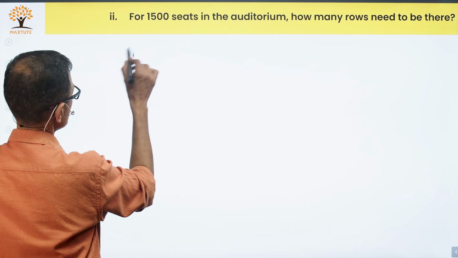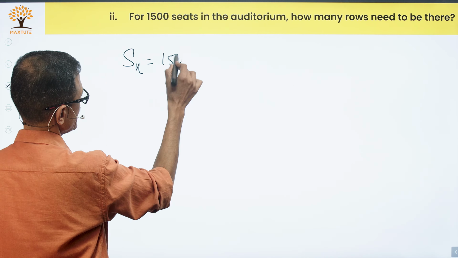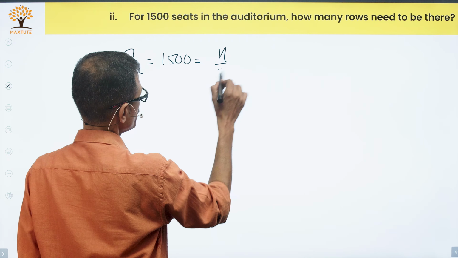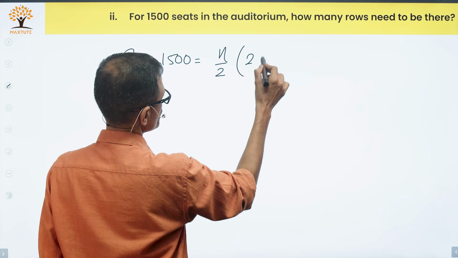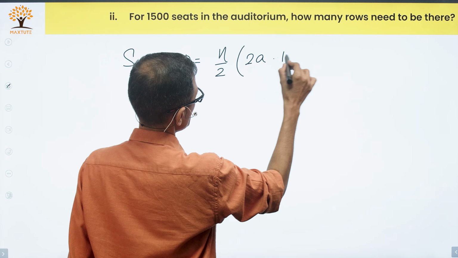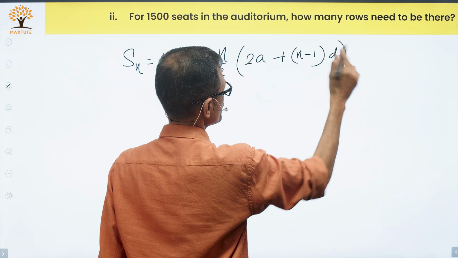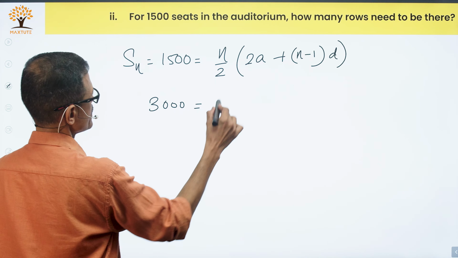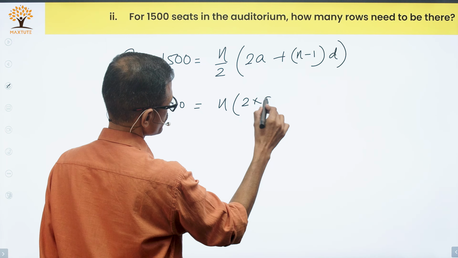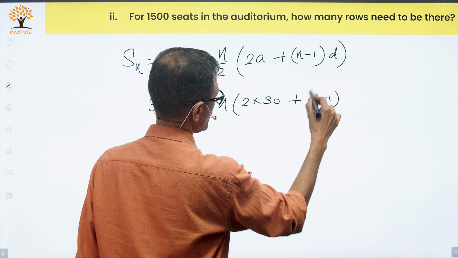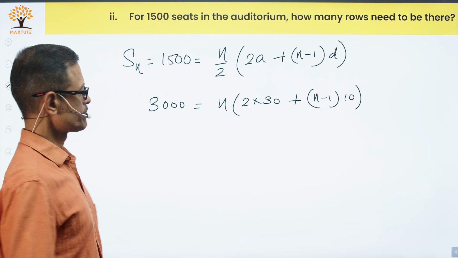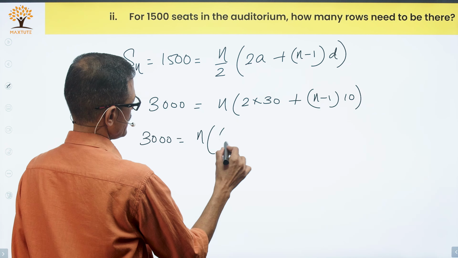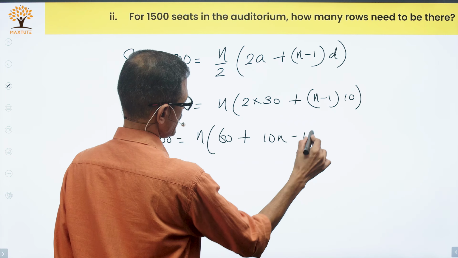So the sum of the seats Sn is equal to 1,500. We need to find the number of rows, which is equal to n by 2 into 2a plus n minus 1 times the common difference, which is equal to 10. We'll fill in the value of a as 30. Cross multiply right away. So 3000 is equal to n into 2 into 30, because the first row has 30, plus n minus 1 times the common difference, which is 10. 3000 is equal to n into 60 plus 10n minus 10.